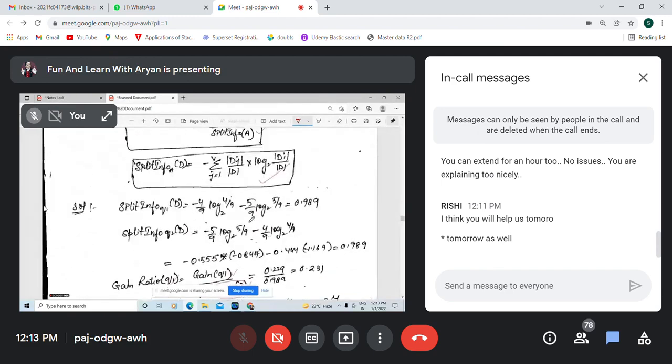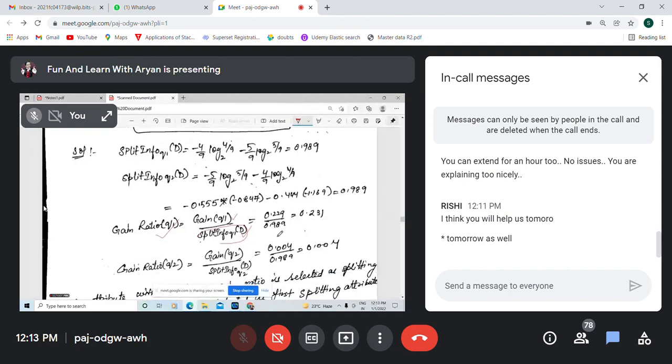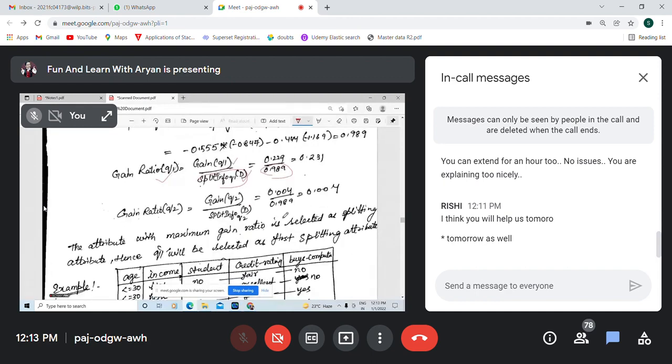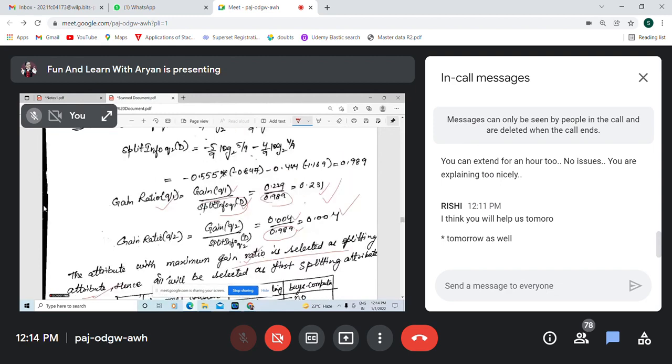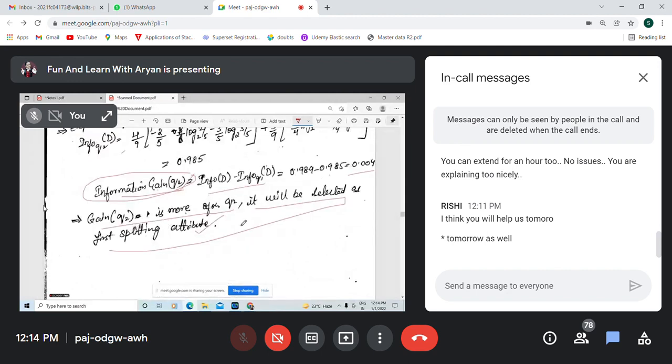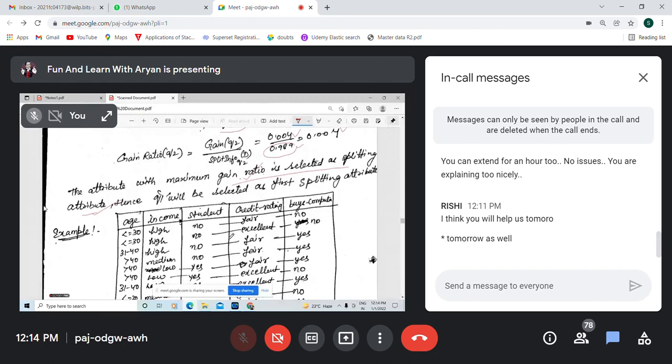This is the formula. We have already calculated above, so I'm not doing it. So split info of Q1 is 0.989. Similarly for gain of Q2 and total split info of Q2, and then you can calculate your gain ratio. The attribute with maximum gain ratio is selected as the splitting attribute. Here Q1 has maximum gain ratio, so Q1 is selected. Here also Q1 only we selected. No, here we selected Q2 as gain is more. So based on gain ratio it is different; based on gain a different attribute is coming.